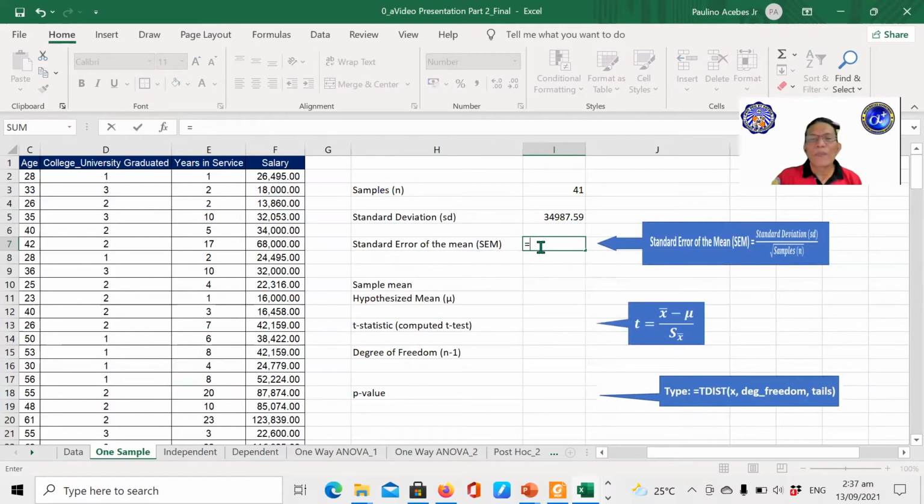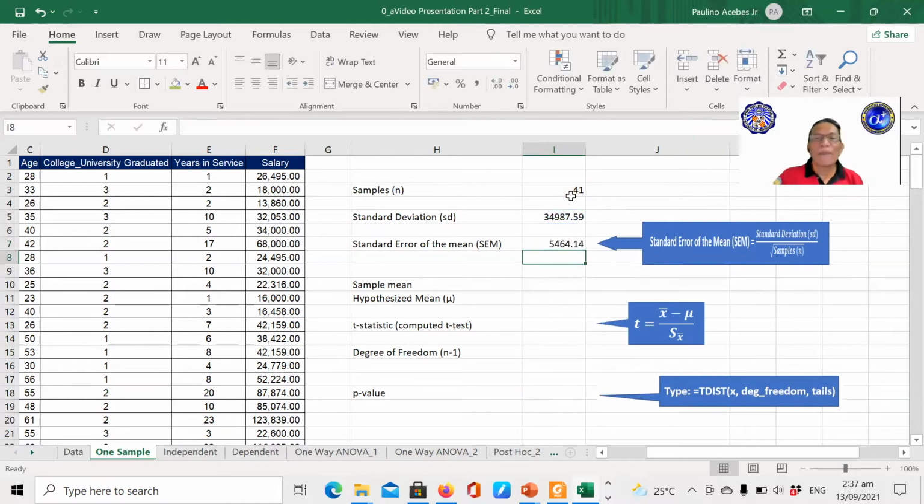Then we can now compute for the standard error of the mean. Type equal. We are going to click the standard deviation, according to the formula, all over the square root of the sample size. So the standard deviation divided by the square root of the sample size. And then enter, we have 5,464.14.